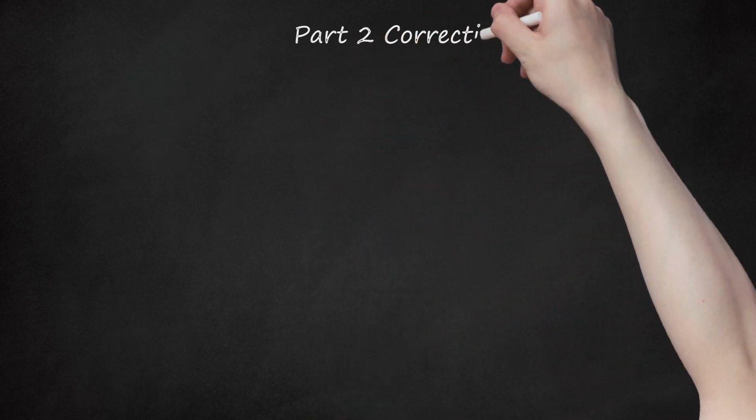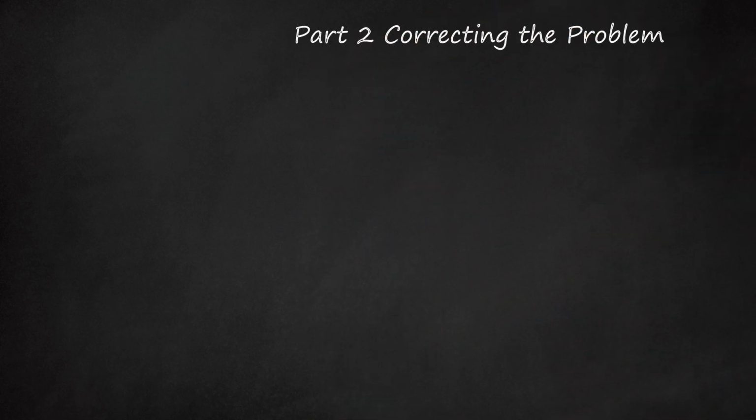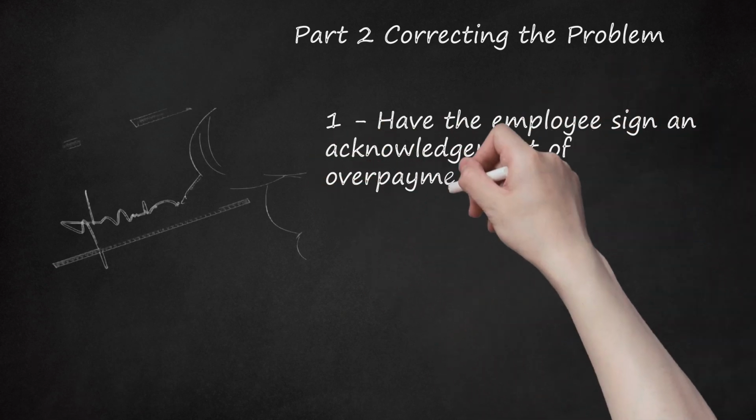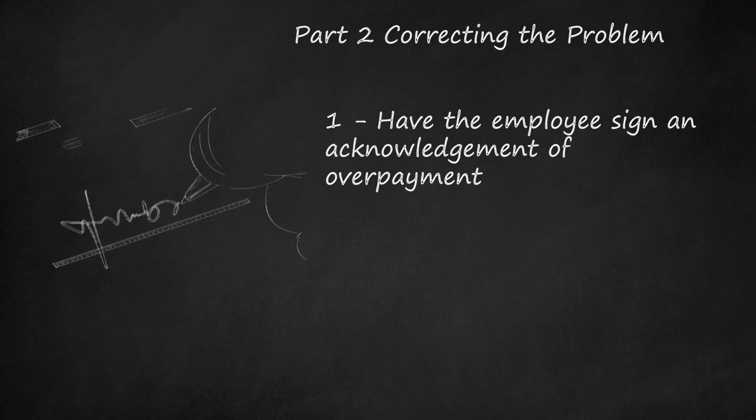Part 2. Correcting the problem. 1. Have the employee sign an acknowledgement of overpayment. Getting a signed, written acknowledgement from the employee protects you in the event you have to deduct money to cover the overpayment from the employee's check without his or her consent.